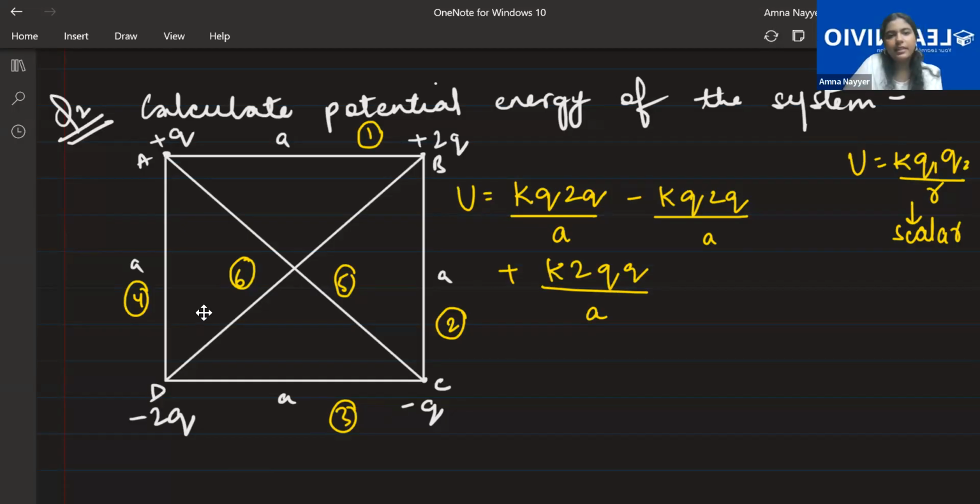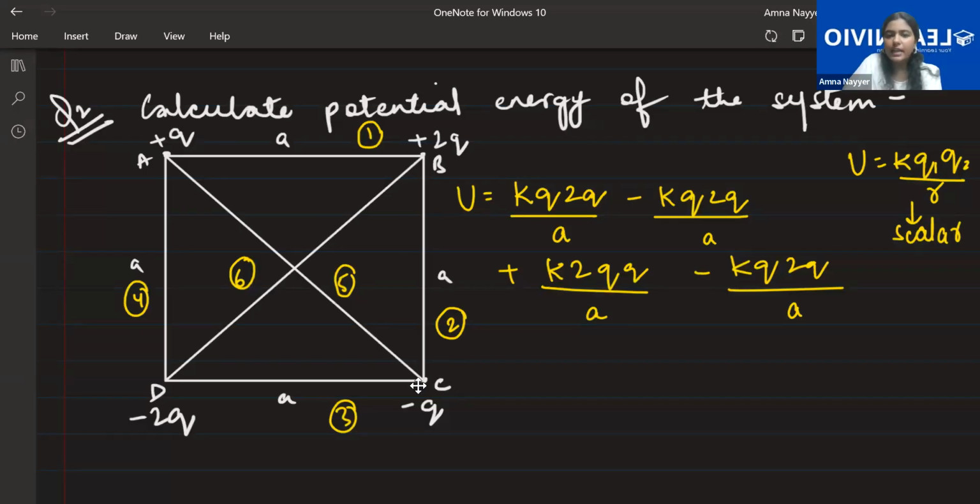One is positive, one is negative, so this will be negative. Minus k q to q divided by a. So 1, 2, 3, 4 I have written. Now comes the diagonal. See, we need the separation of the diagonal because this time A cannot be used at least, right? We want this.